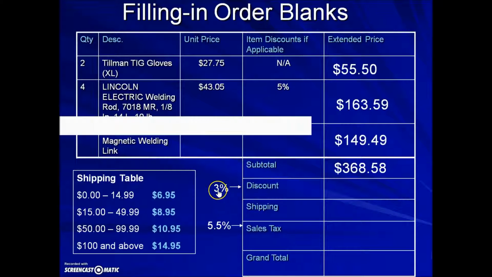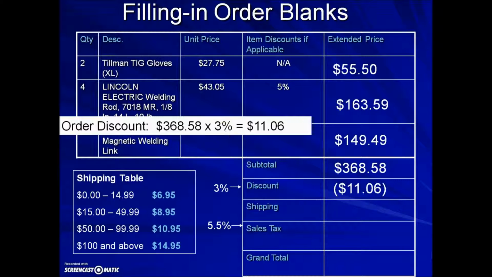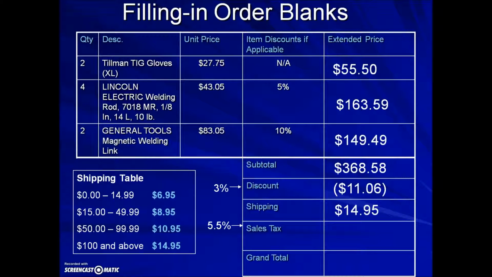Next, we're going to calculate the discount. We have an overall 3% discount on this order. So we take our subtotal, which is acting as the base, times the rate as a decimal, giving us a savings of $11.06. In the accounting world, to indicate a subtraction, oftentimes they'll put parentheses around an amount. Next, we want to determine the shipping, and we're definitely over $100, so $14.95 is our shipping.